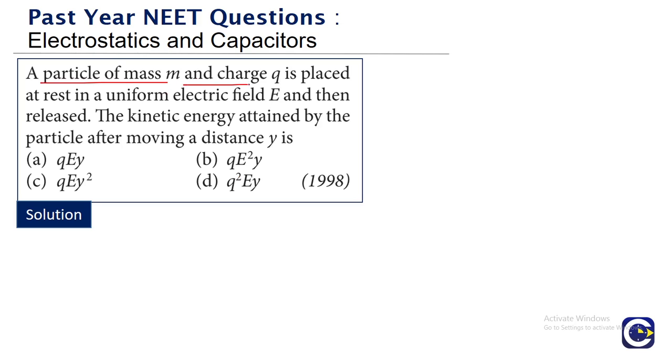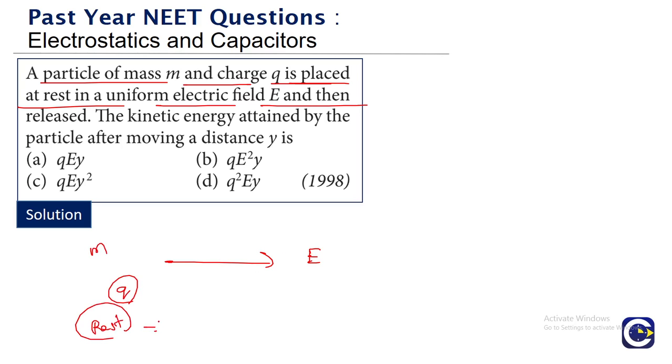A particle of mass m and charge q is placed at rest in a uniform electric field E. Let us say there is an electric field E like this. We are keeping a charge q of mass m, initially at rest, so the initial velocity is 0. Since there is an electric field, the charge will experience a force equal to qE, and that will generate an acceleration of force by mass.